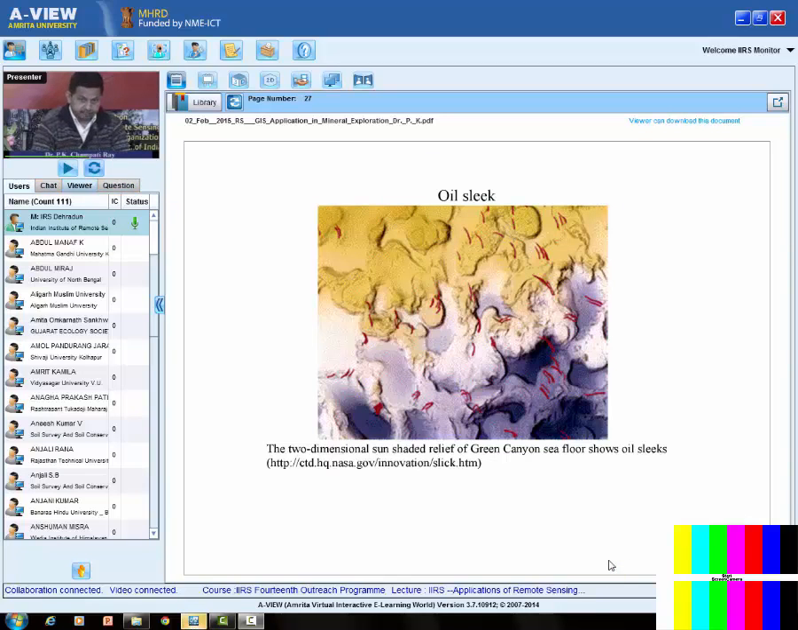Now oil slick in the sea. Suppose there is a deep fracture, and the fracture leads to the oil reservoir, and finally oil seeps out. So that will form some kind of a streak. And this streak, because of the different surface tension and also spectral property, will appear smoother, and it is possible to detect using optical data and microwave data. So that is what has been attempted here.